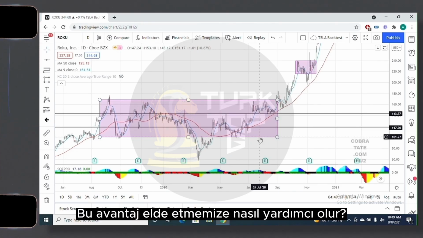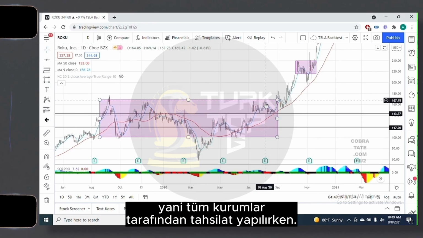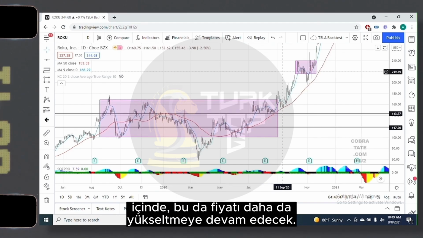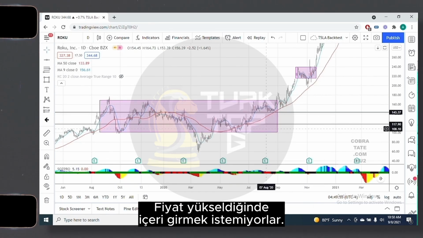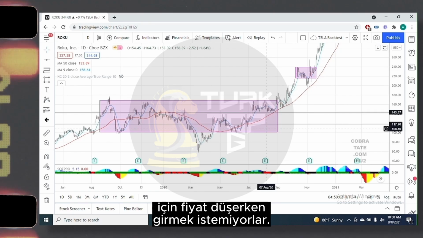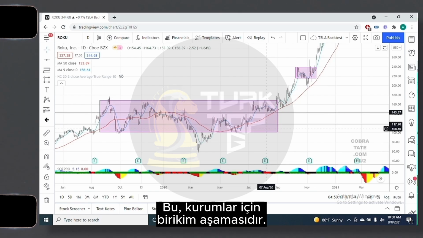How does this help us gain an edge? Because we can expect once the price is done consolidating here, which is when the accumulation by all the institutions is happening, those are the ones that will push the price higher, and then more and more people will get in, which will keep pushing the price higher. These boxes are the periods when the institutions are getting into stocks. They don't want to get in when the price is going higher. They don't want to get in when the price is going lower because they have too much capital to invest. So they like to get in small amounts over periods of time which are not trending. That's the accumulation phase for institutions.